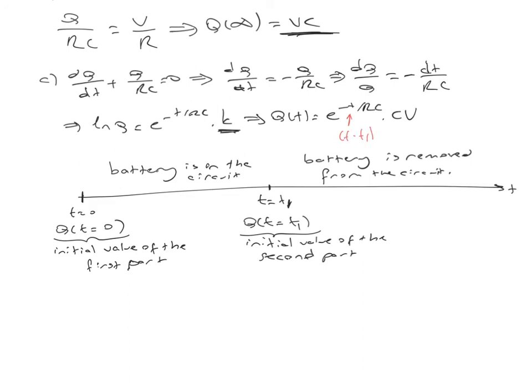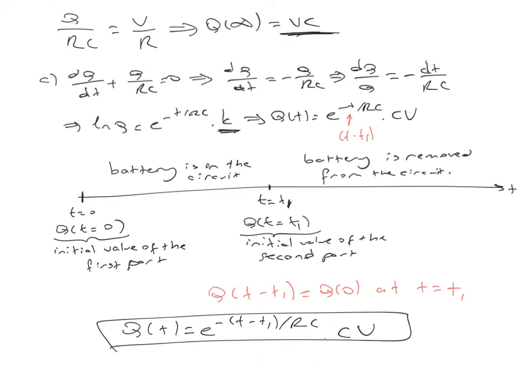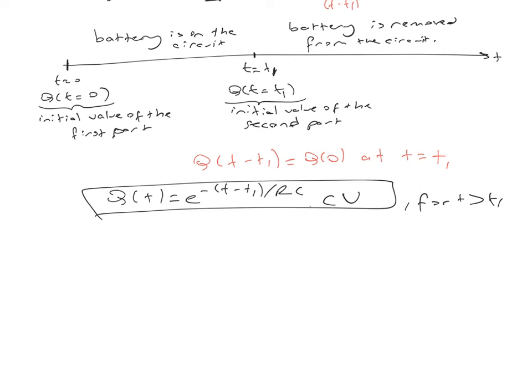For treating t is equal to t1 as our new starting point, since Q of t minus t1 is equal to Q of 0 at t is equal to t1. So our solution at the second part will be Q of t is equal to e to the minus t1 over rc times Cv for t bigger than t1. So its graph will look like this.